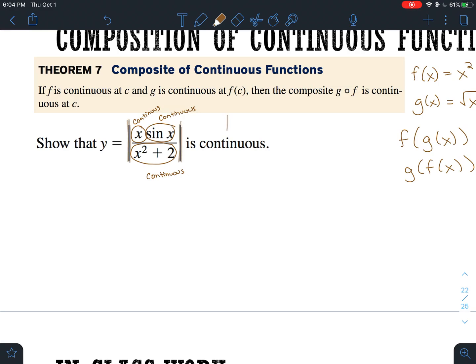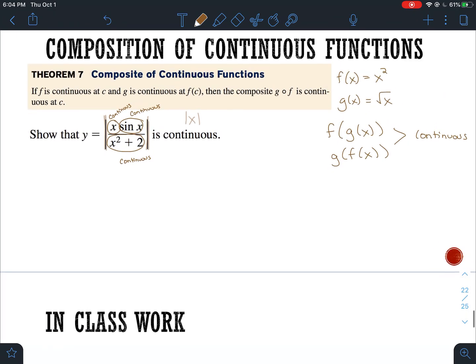And now the outside function is the absolute value function. Well, I know the absolute value of x is continuous. It's the v function. So that's a composition of continuous functions. Since each piece by itself is continuous, the whole thing is going to be continuous.